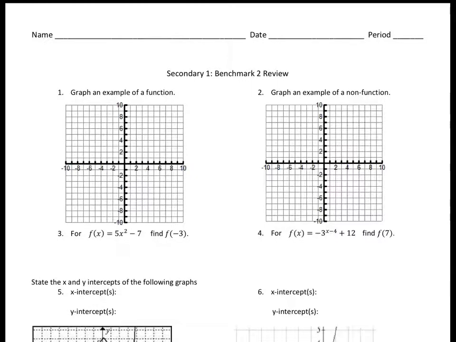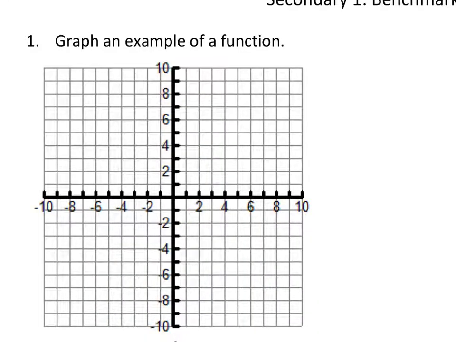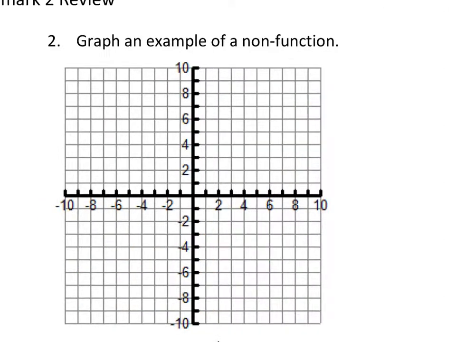Right, time for the solutions for the benchmark 2 review. So this is basically a review of the entire term. Be able to do all these things, like number 1, graph an example of a function. Well, there's infinitely many. You just have to make sure it follows the vertical line test, or in other words, each x value corresponds to exactly one y value, which that one does.